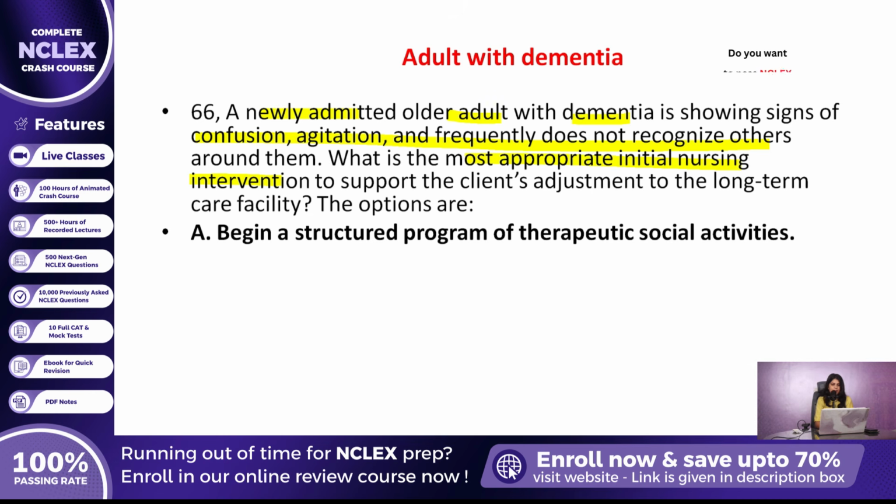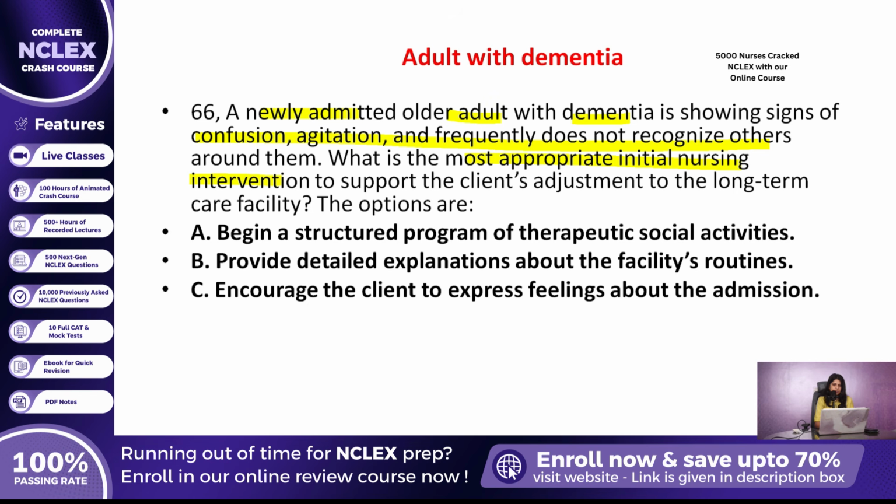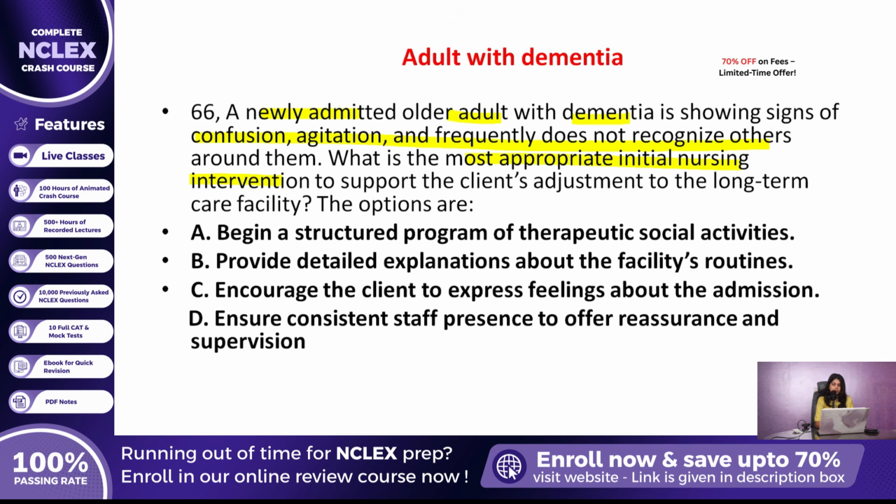Begin a structured program of therapeutic social activities. B. Provide detailed explanations about the facility's routines. C. Encourage the client to express feelings about the admission. D. Ensure consistent staff presence to offer reassurance and supervision. The correct answer is option D, ensure consistent staff presence to offer reassurance and supervision.